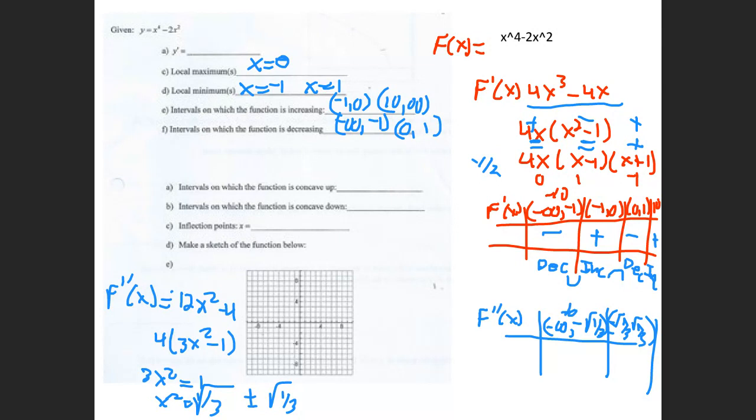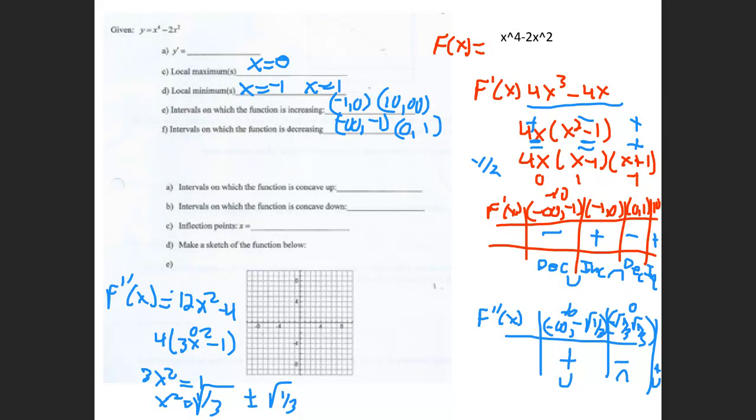If I take negative 10 here, that's going to end up being 300 minus something, which is going to be positive. So it's concave up. Let's take 0 here. If I put 0 in here, that's negative 1 times 4, so that's negative, concave down, and I would assume that this is positive, concave up. So my inflection points would be at negative square root of 1/3 and positive square root of 1/3.